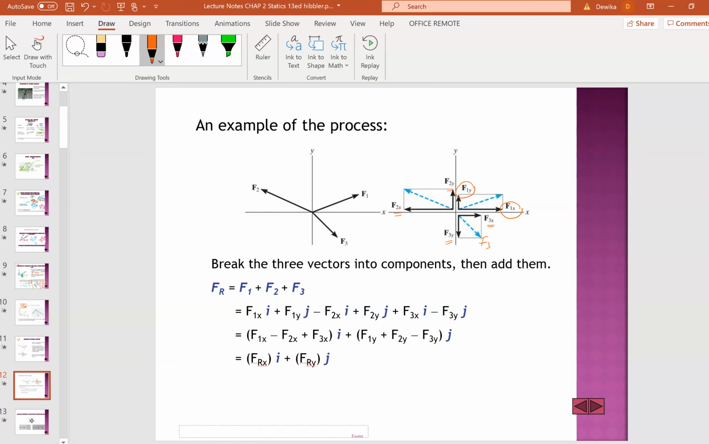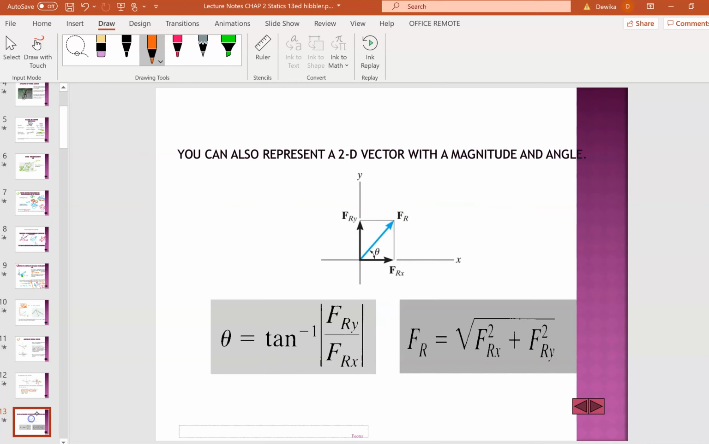So now you put all your x's together and all your y's together. You finally reduce it to your resultant of x, which is in the i direction, and resultant of y in the j direction. Finally, you can summarize it. How do you summarize it? The angle will always be y over x.